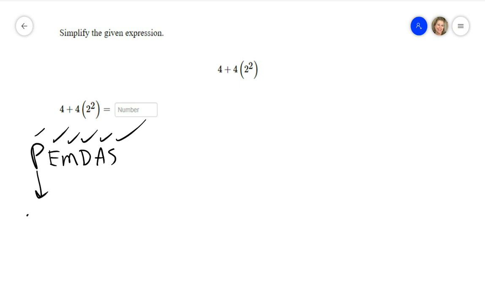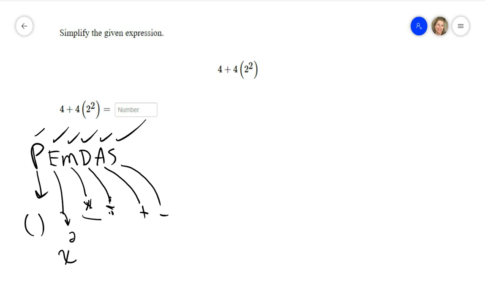P is for parentheses. E is for exponents, like x squared. M is for multiplication. D is for division. A is for addition. And S is for subtraction.